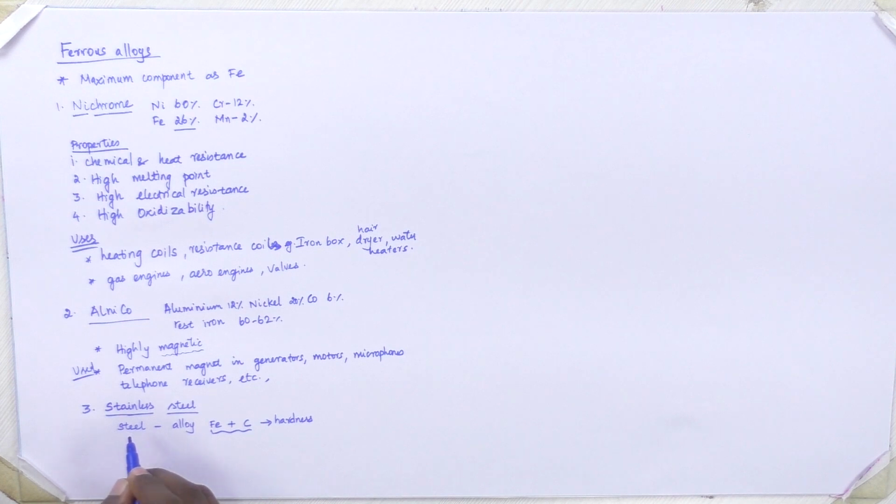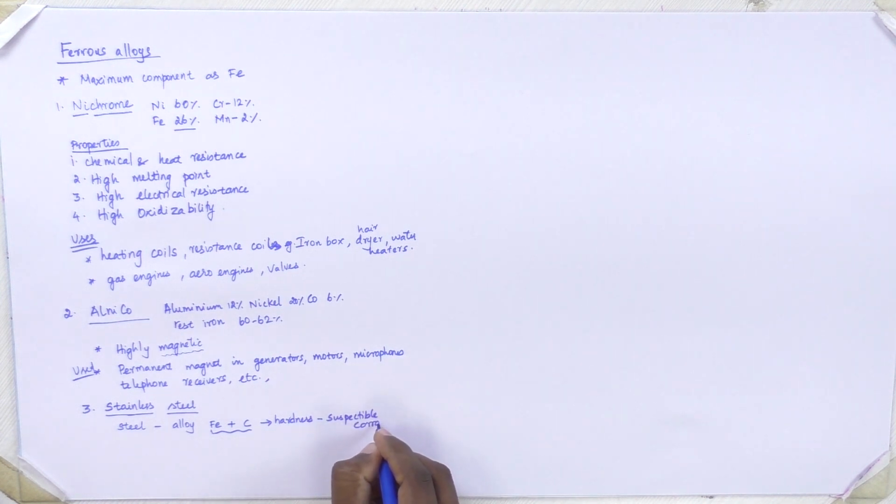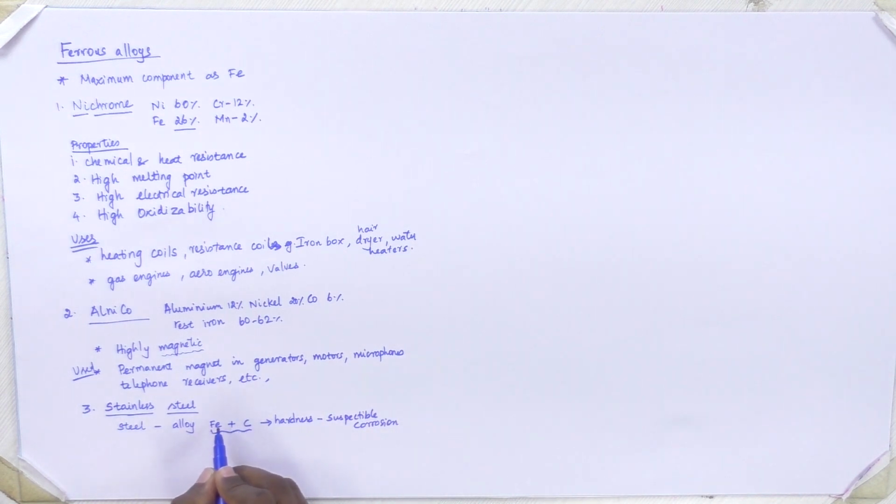But this steel alloy is susceptible to corrosion. It cannot protect against corrosion. So even if it is added with carbon, this iron can corrode. In order to decrease the corrosion of iron, we need to look for another alloy which is a derivative of steel called stainless steel, which has, apart from carbon and iron, also nickel and chromium.